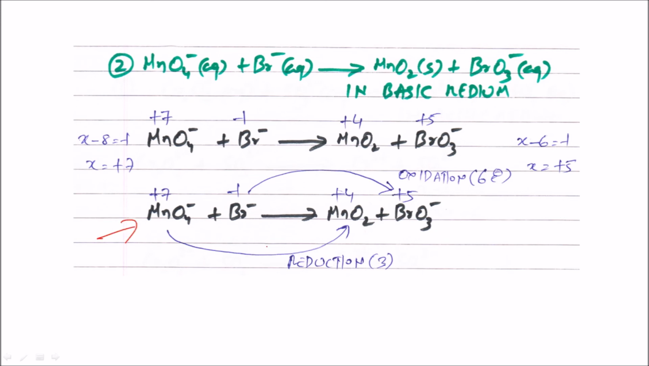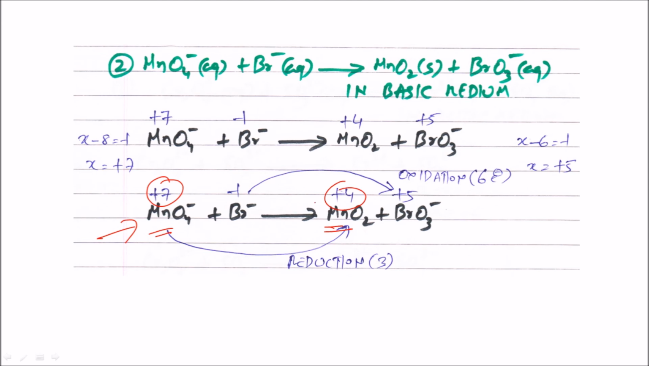We need to identify the reactions, right? So you can see the first one, permanganate ion changes to manganese dioxide. So what's the change in oxidation number here? Plus 7 changes to plus 4.